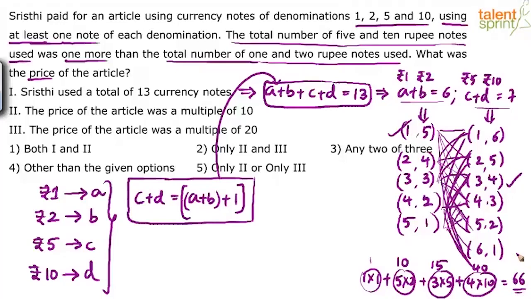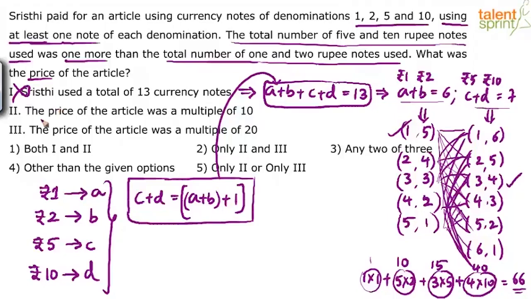But then there are a number of other prices possible. So will statement 1 alone give you the answer? No, statement 1 alone cannot give you the answer. Ruled out. Now look at statement 2 alone. Remember, we have to follow that flow. That's what I've told you, right? Only statement 1 has been verified so far. Now we are going to verify only statement 2.